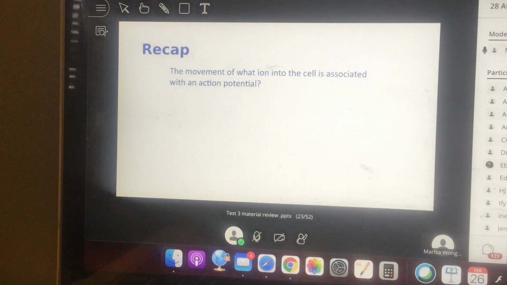The movement of what ion into the cell is associated with an action potential? This is just a short answer. You can write it on the board or you can type it in the chat.